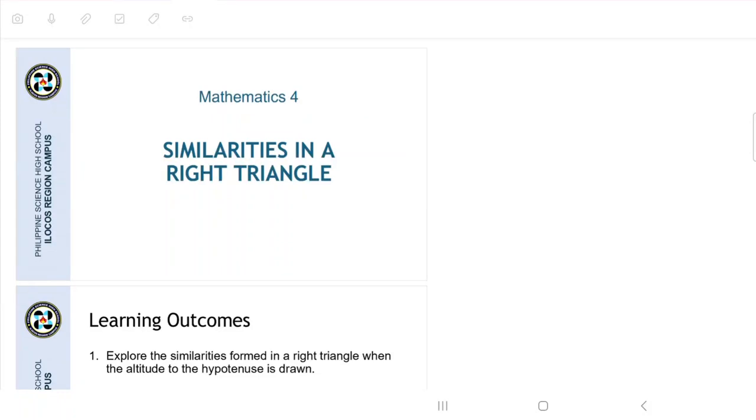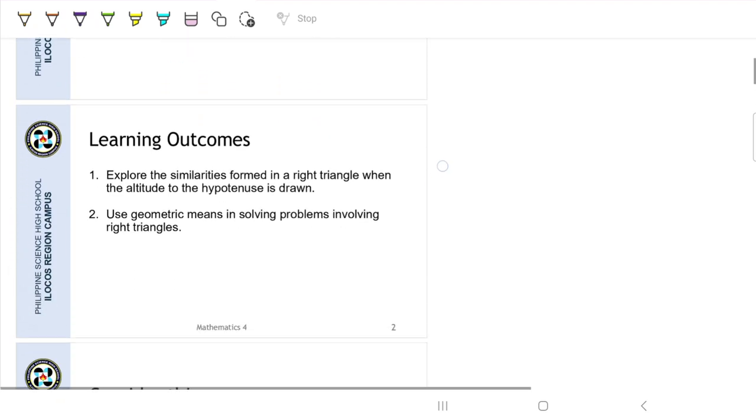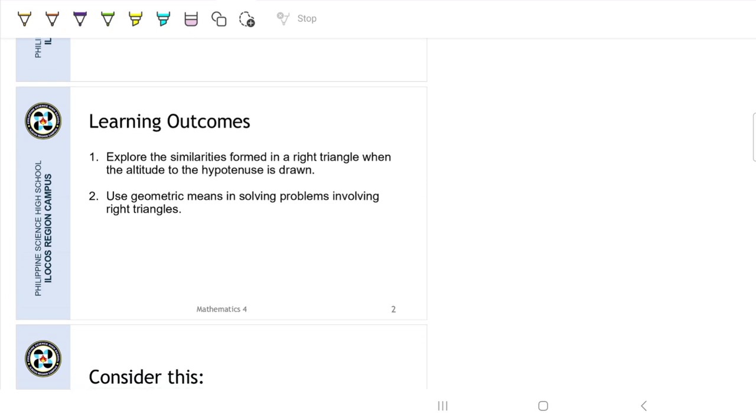Hello everyone, in this video we are going to learn about similarities in a right triangle. At the end of this lesson, we are going to explore the similarities formed in a right triangle when the altitude to the hypotenuse is drawn. Secondly, we are going to use geometric means in solving problems involving right triangles.